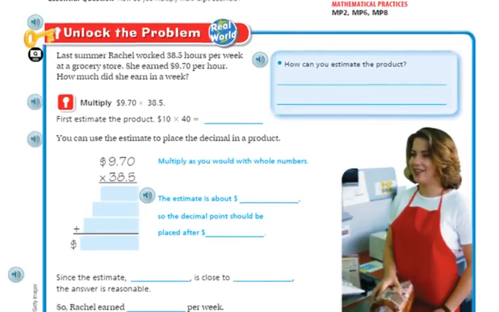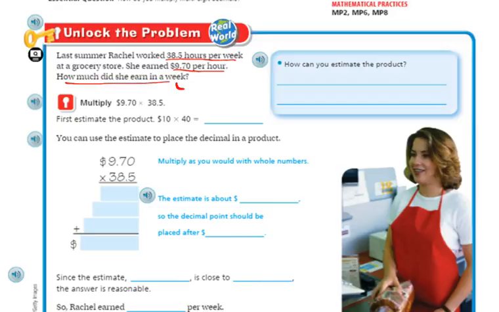Unlock the problem. Please follow along as I read. Last summer, Rachel worked 38.5 hours per week at a grocery store. She earned $9.70 per hour. How much did she earn in a week? So important information from the problem would be that she worked 38.5 hours per week, and she earned $9.70 for each of those hours. How much did she earn in the week?